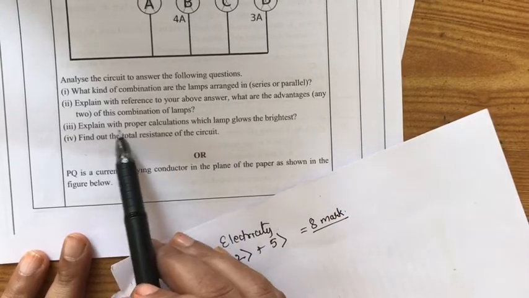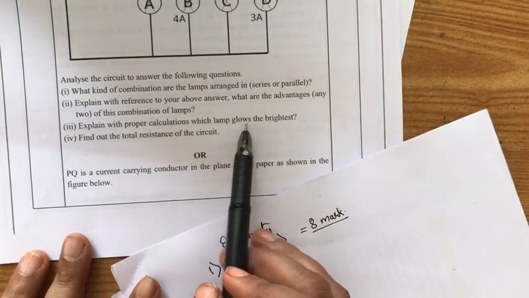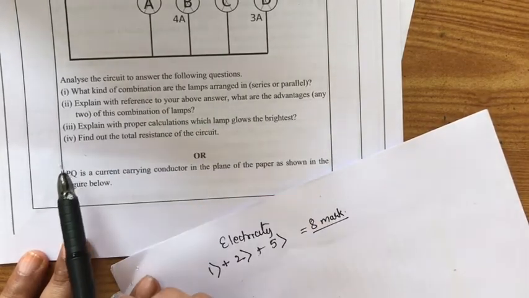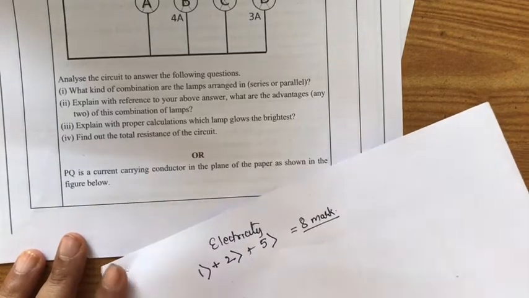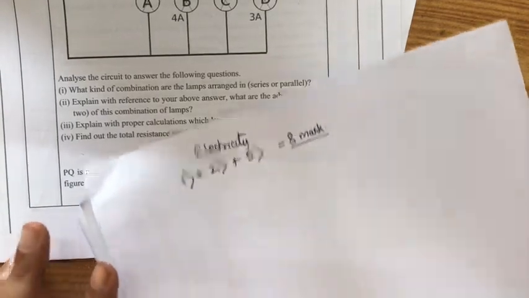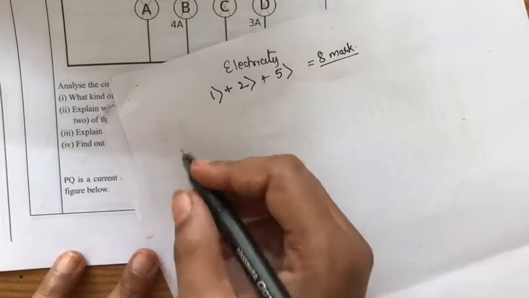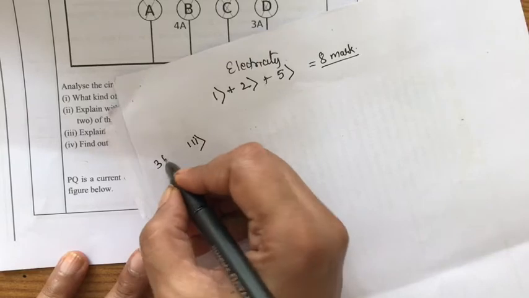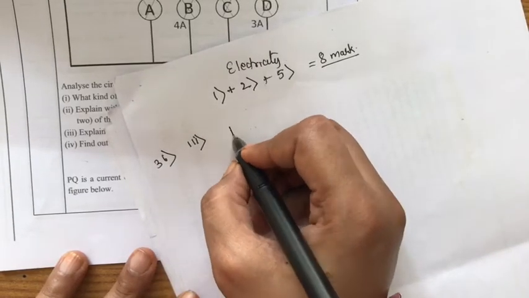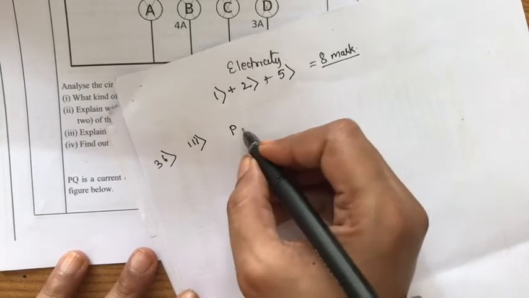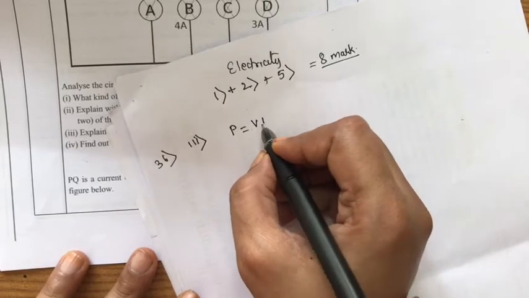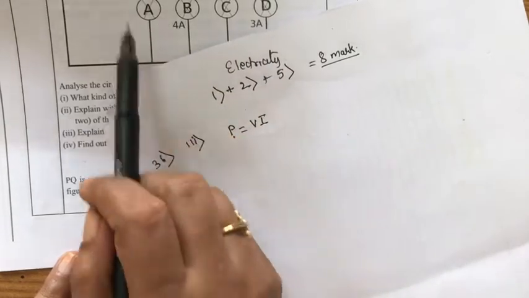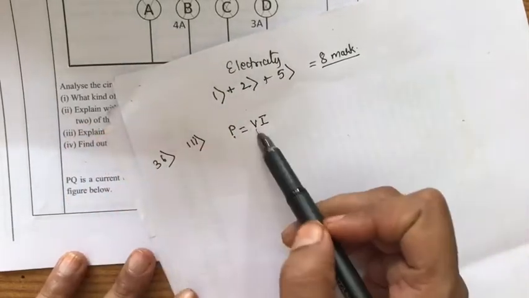Now, explain with proper calculation which lamp glows the brightest. Okay, we need to find which one is glowing brightest. Then how can we do it? You know that the lamp which will glow brightest will be having the maximum power. So maximum power means power is given by V into I. You have many formulas for power, but here I can see what information is given: voltage and current. So I have used this formula.